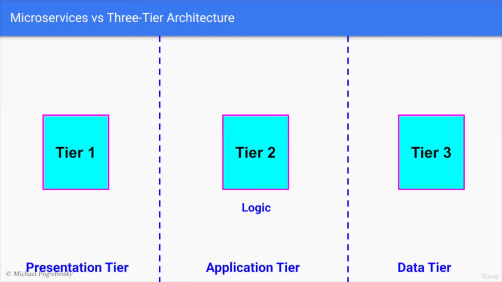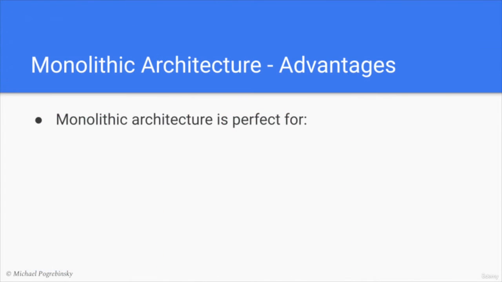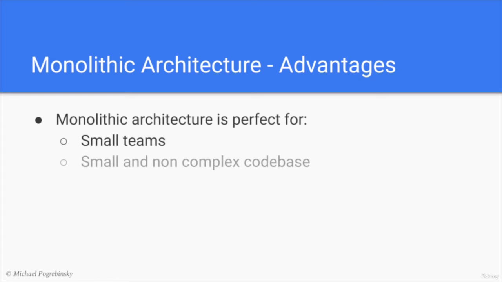So what is microservices architecture and when should we use it? In the lecture about the multi-tier architectural pattern, we learned about the three-tier architecture, which we also refer to as a monolithic architecture, because all the business logic was concentrated in one single service in the application tier. As we mentioned earlier, the monolithic three-tier architecture is the perfect choice for small teams that manage a fairly small and not too complex codebase.